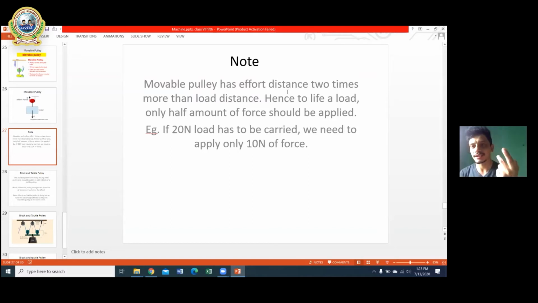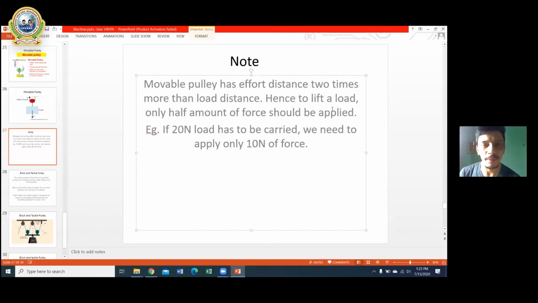Since the movable pulley has double the effort distance, twice the load distance, it multiplies the effort twice. See here, movable pulley has effort distance 2 times more than load distance. Hence, to lift a load, only half amount of force should be applied. That means if a 20 newton load has to be carried, we need to apply 10 newton force. How much force do you need to apply? 10 newton. Did you get the point?